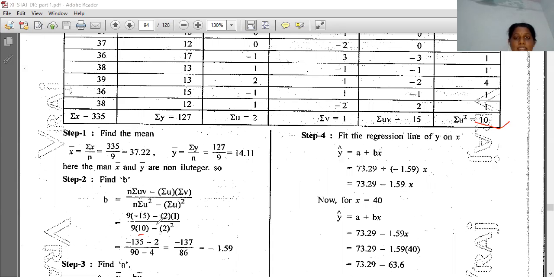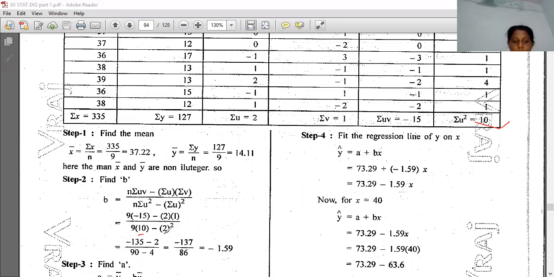Sigma U square and sigma U the whole square both are different. Sigma U square means square each U, then add: U square, U square, like this you are writing. And sigma U the whole square means first you have to write sigma U, then the whole square. The square comes outside the bracket. Okay. These are two different things, so don't be confused.